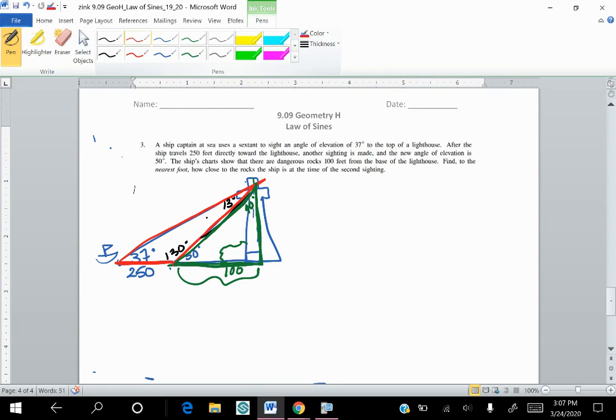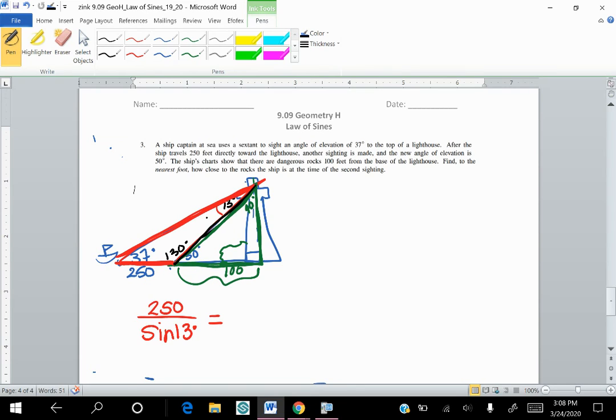Now I'm looking at my red triangle, saying I have this side. Do I know the angle across from it? Yeah, that's 13 degrees. So that tells me I can use law of sines. So I'm going to do 250 over sine of 13 degrees equals, and I have two options. I can either find this side over here and then use this large triangle for my second law of sines, or I can find this side in the middle here and use the green triangle for my second one. So I'm going to use this middle one because I want to use the green triangle because I want to find that side A here.